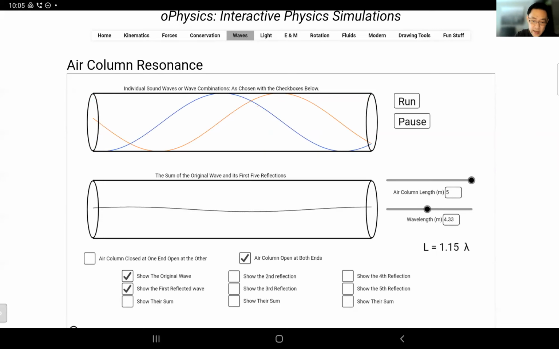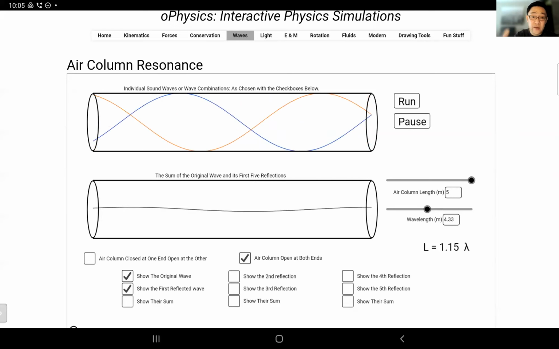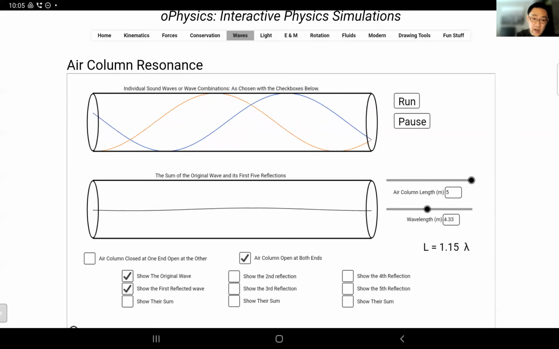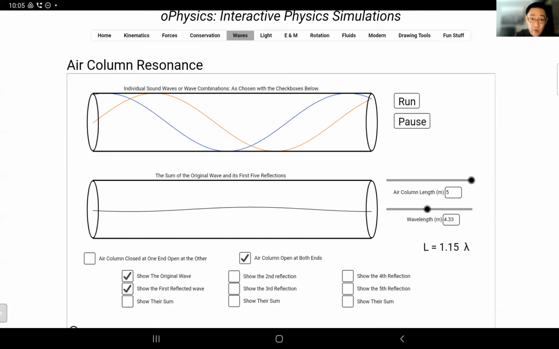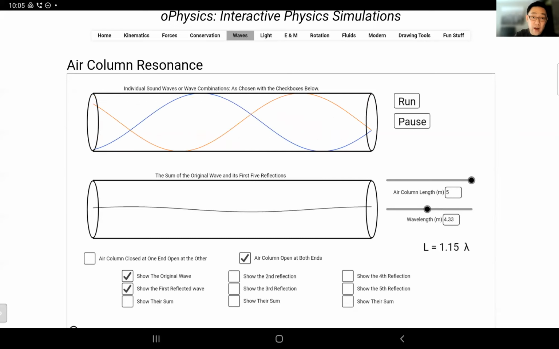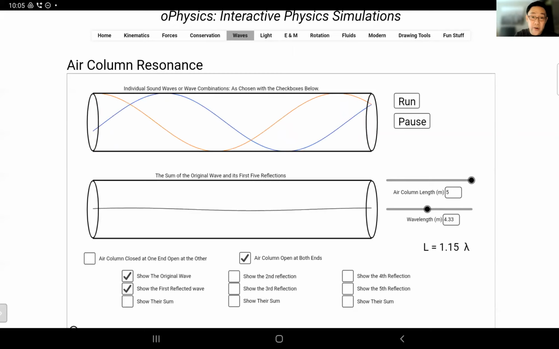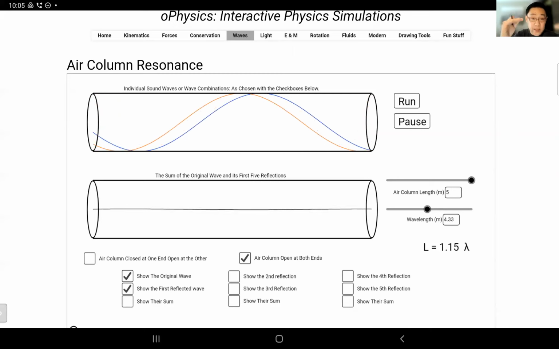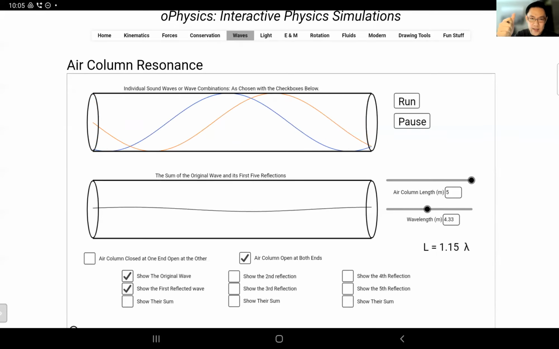But the bottom figure is showing the result of this interference. You can see it's not going to have a big oscillation. The oscillation is not good. So that means for this wavelength traveling inside this tube, the outcome is not going to be that great. You see what I'm saying here? The outcome is the bottom animation there. Okay, cool. Kind of get the idea.